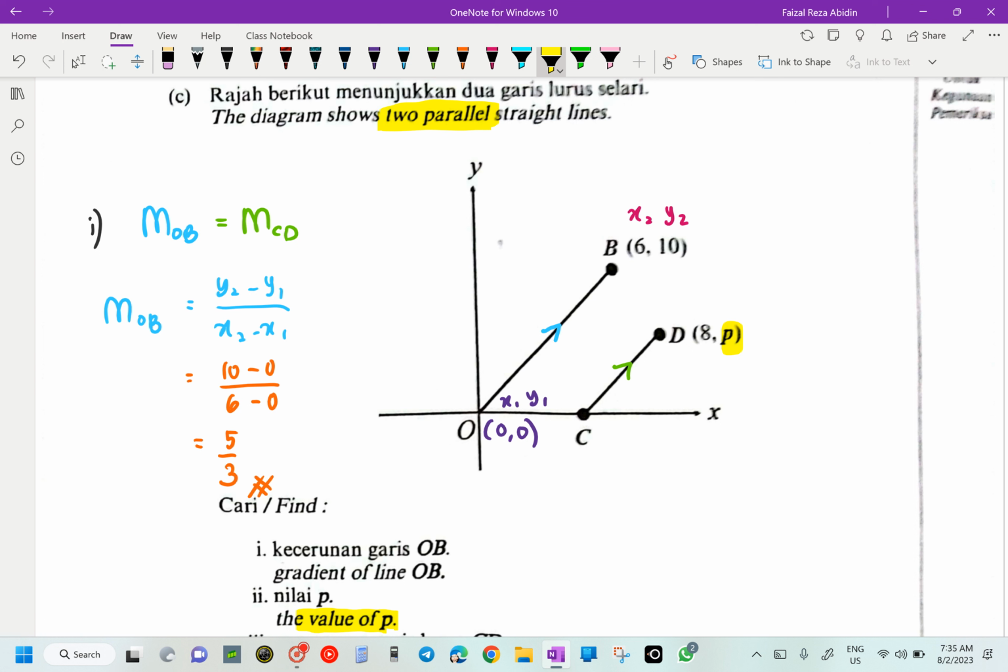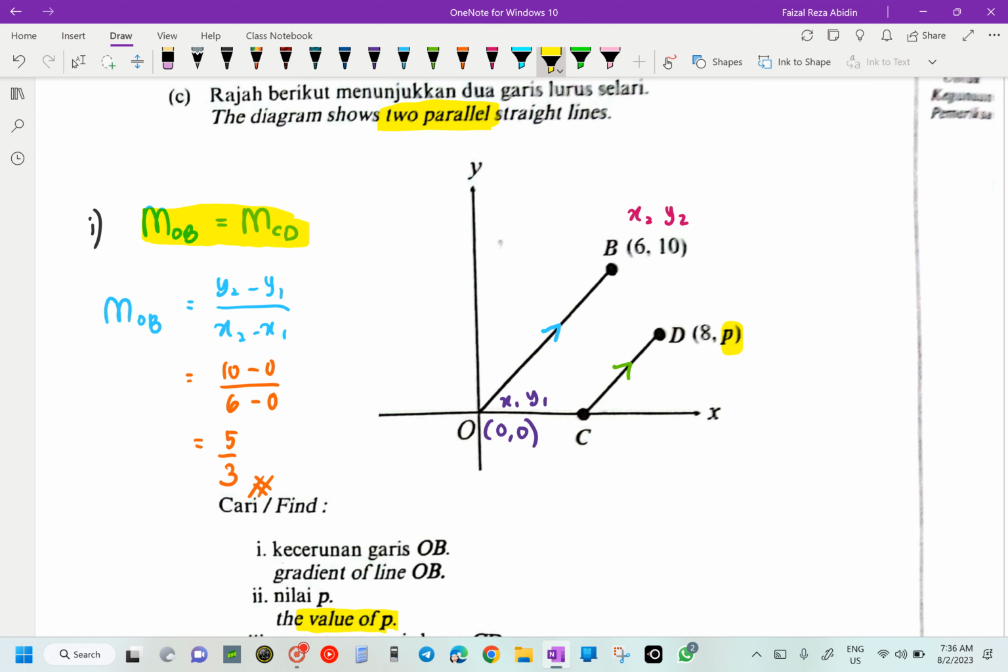So how did we want to find the value of P? If you look at the question, we have already found the gradient of line OB. Am I right? And we know that our gradient OB is the same as the gradient of CD. Am I right? Yes. Okay. So if you look over here, we are going to use the gradient. How to use the gradient?